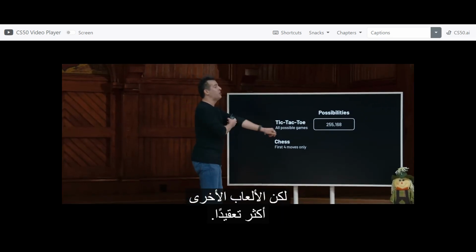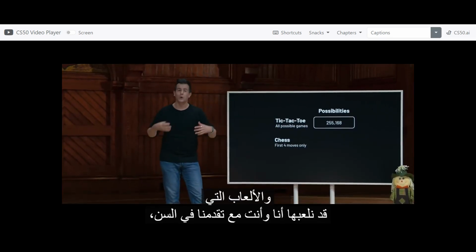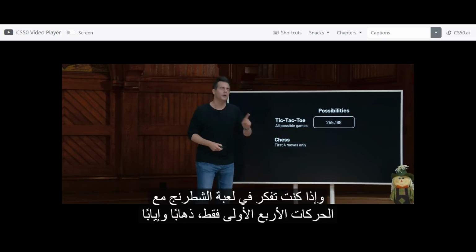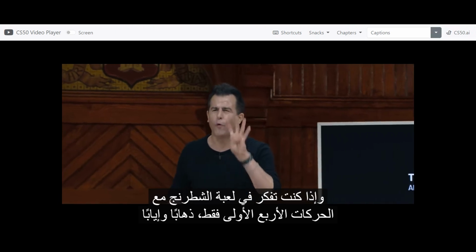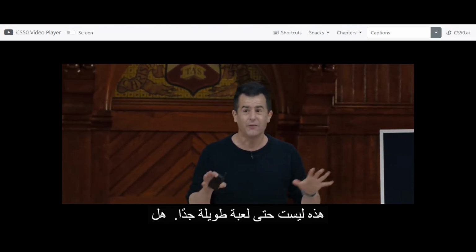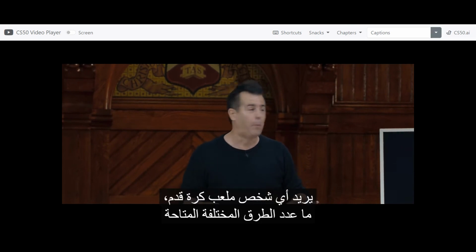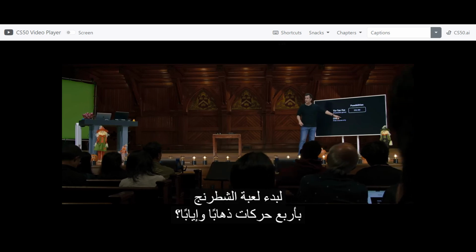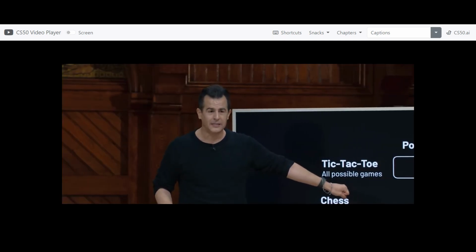But other games are much more complicated. And the games that you and I might play as we get older include maybe chess. And if you think about chess with only the first 4 moves, back and forth 4 times, so only 4 moves, that's not even a very long game. Anyone want to ballpark how many different ways there are to begin a game of chess with 4 moves back and forth?